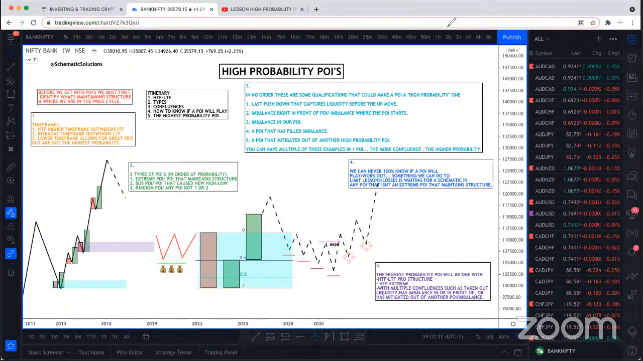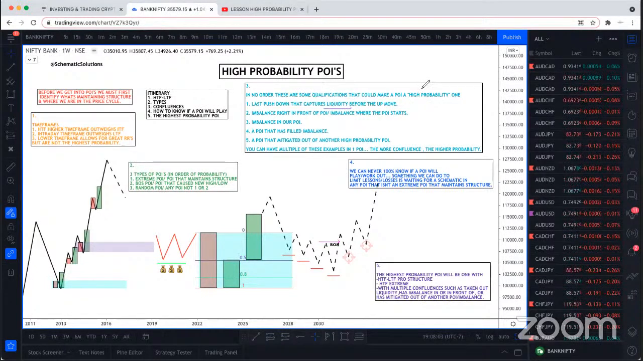Now that we've covered the types and the time frames, let's talk about some confluences, because we have confluences that can make our point of interest higher probability as well. There's nothing in specific, but there are a couple of things we can talk about, and keep in mind these are in no order. They're just listed. The first thing is when our point of interest pushes down and captures liquidity before making that up move.